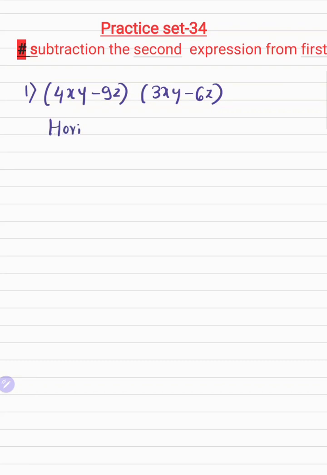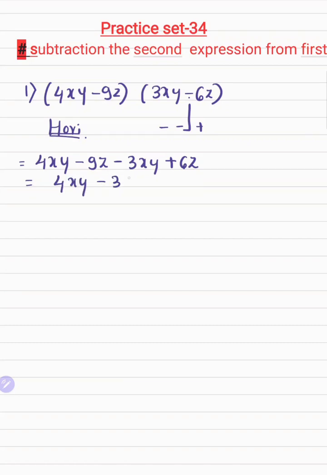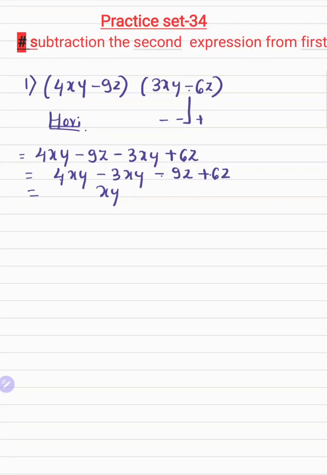First is the horizontal method. What is the horizontal method? Write it as it is: 4xy minus 9z. Here it is subtraction, so take minus 3xy, and minus times minus is plus, so it is plus 6z. Write the xy terms on one side and the z terms on one side. 4 minus 3 is xy. Then minus 9z plus 6z is minus 3z, where 9 is the bigger integer. So the answer is xy minus 3z.